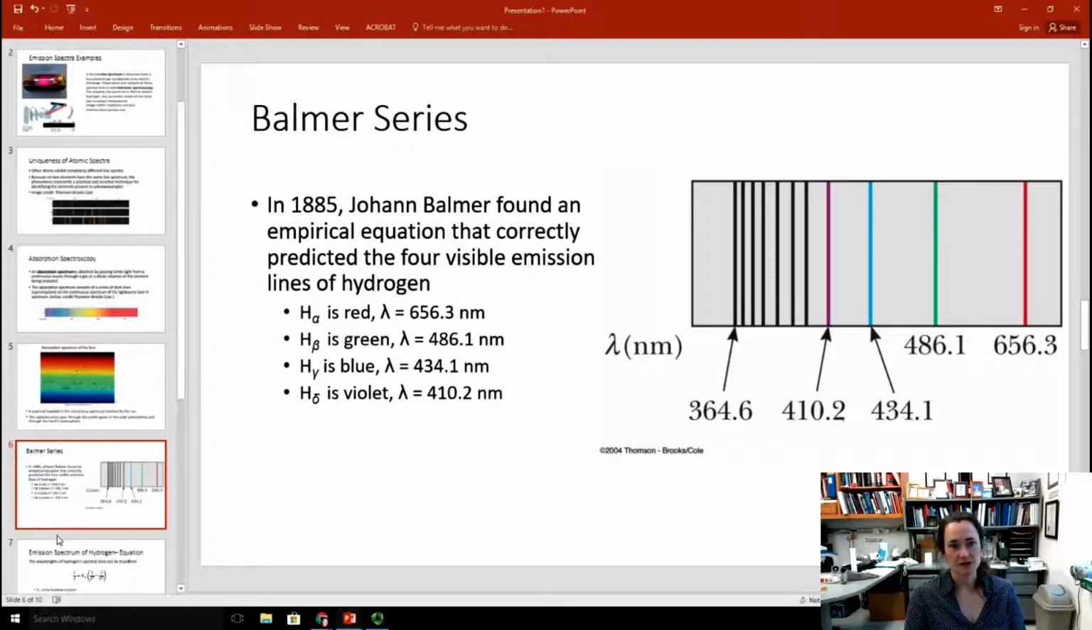The first mathematical modeling of the spectrum of hydrogen was done by Johann Balmer and published in 1885. What he did was find an empirical equation that correctly predicted the four visible emission lines of hydrogen. That's the H alpha, H beta, H gamma, and H delta lines, the red, green, blue, and violet lines that we saw in previous slides, at wavelengths of 656, 486, 434, and 410 nanometers, respectively.